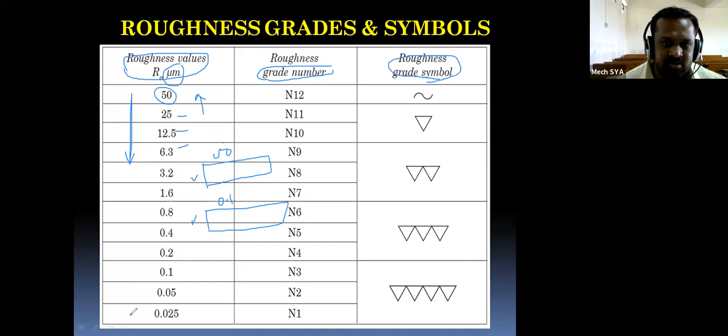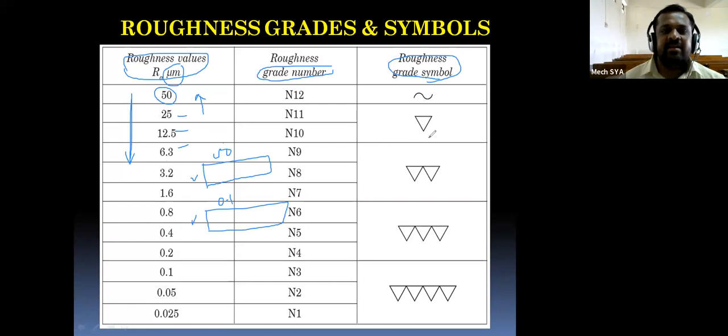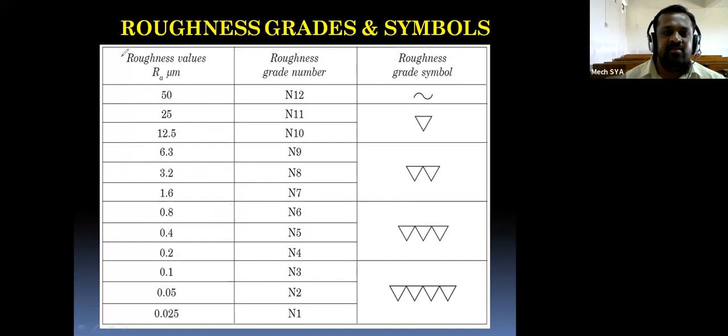Yes, sir. Now see, this is the grid. Then how to remember this chart? It is very simple. You have to remember only the columns. The first column is the surface roughness value, then the surface roughness grade, and then the symbol.